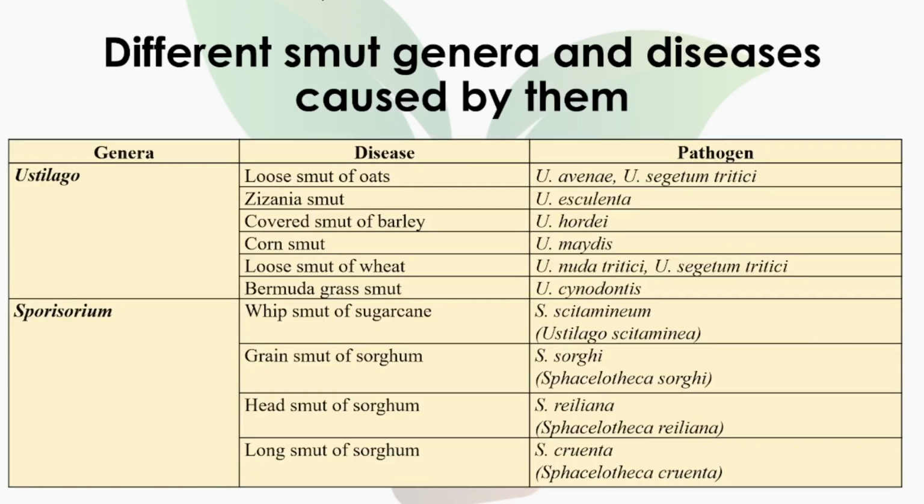These are the different smut genera and the diseases caused by them. Under Ustilago: loose smut of oats, Ustilago avenae and Ustilago segetum; Zizania smut, Ustilago esculenta; covered smut of barley, Ustilago hordei; corn smut, Ustilago maydis; wheat loose smut, a very, very important one, Ustilago nuda tritici. So what is the nature of spread of this wheat loose smut pathogen?